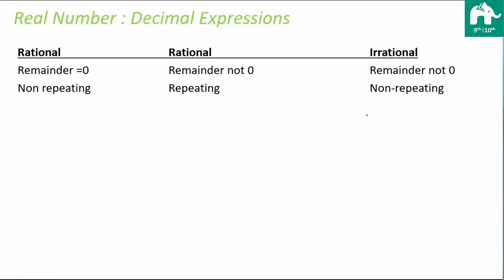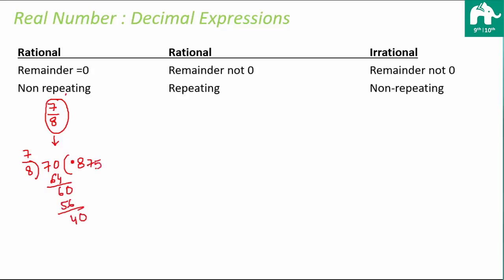So in the first category, let us consider the example of 7 by 8. Let us consider this rational number. Now if I convert it into decimal, what happens? 8 eights are 64, so we are left with 6. 8 7s are 56. This is 4. 8 5s are 40. So what is the remainder that we get here? The remainder is 0. And what is the type of decimal that we get here? It is non-repeating. The digits are not repeating.